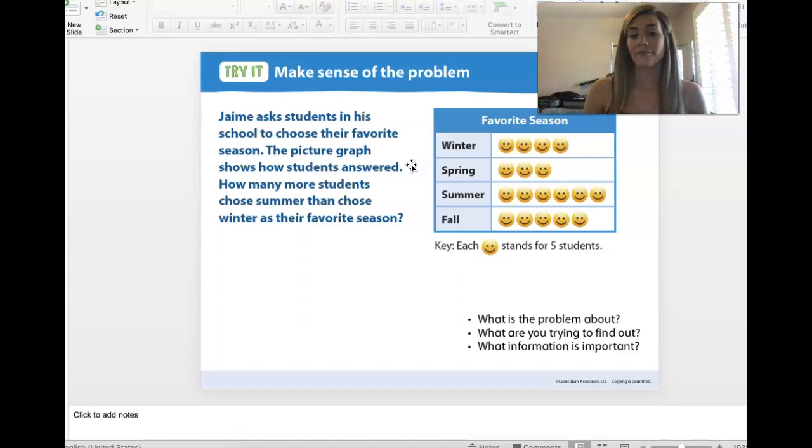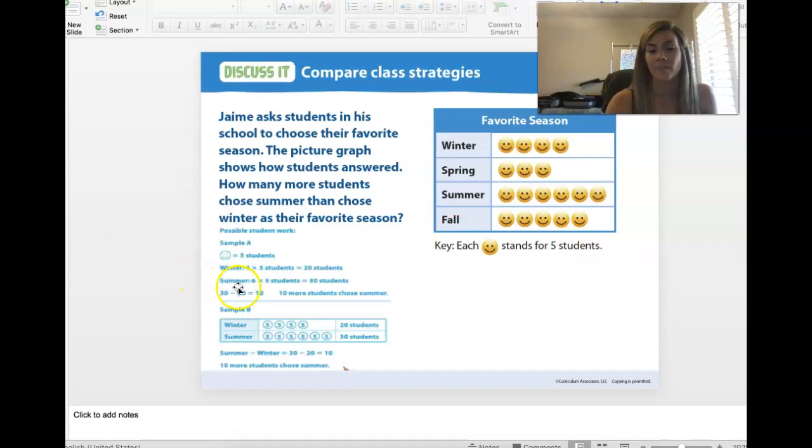Even though there are 4 seasons listed, we're only worried about 2 of them right now. If we think about what we're being asked, we're only worried about summer and winter, okay? Then I want you to think about, if we're only worried about summer and winter, what does each smiley stand for? 5. Maybe your work will look like mine, okay? So each little smiley stands for 5 students.